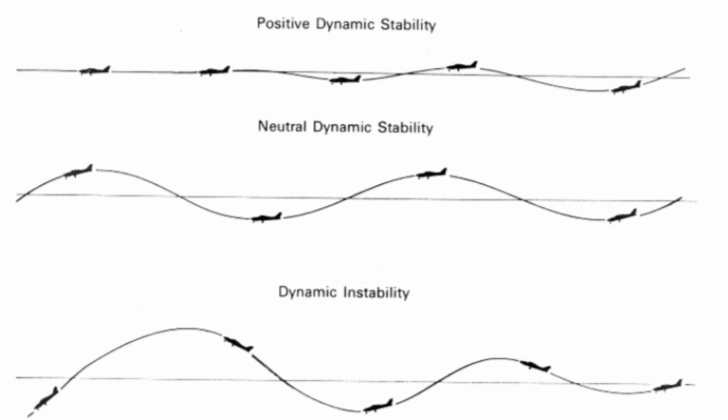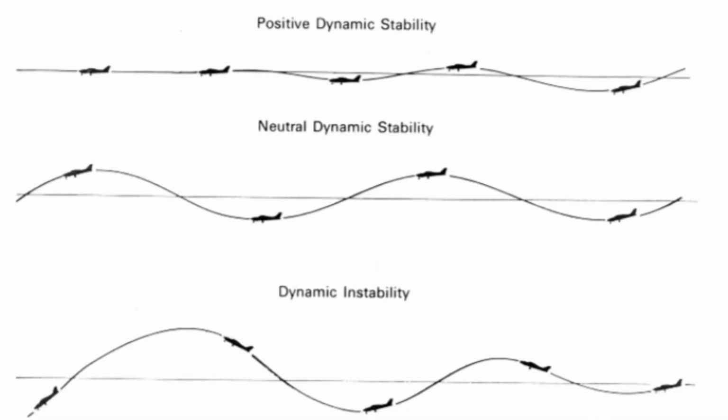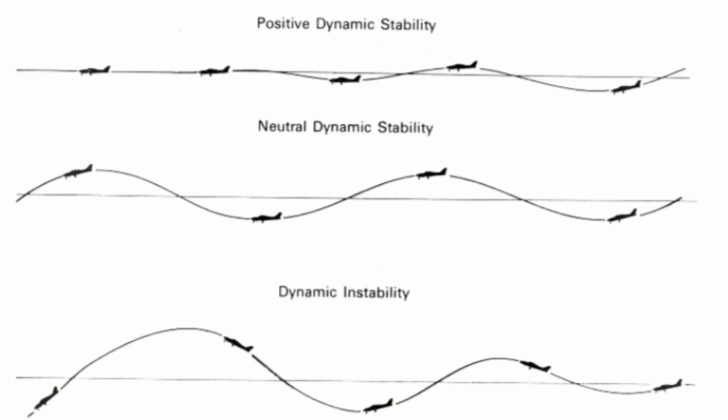Now talking about dynamic stability, like we said, there's positive, negative, and neutral. Positive dynamic stability is the characteristic of wanting to return back to equilibrium or straight and level flight. Negative dynamic stability is the characteristic of the plane becoming more severe and oscillating farther away from equilibrium. Neutral dynamic stability is the tendency of the airplane to remain the same.